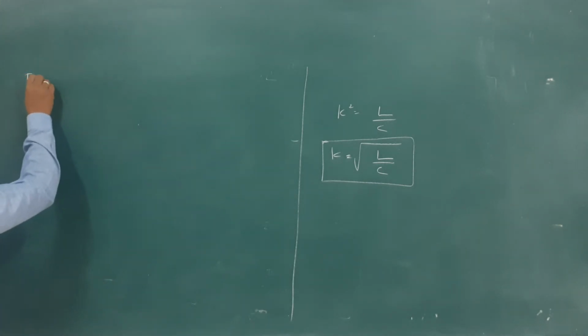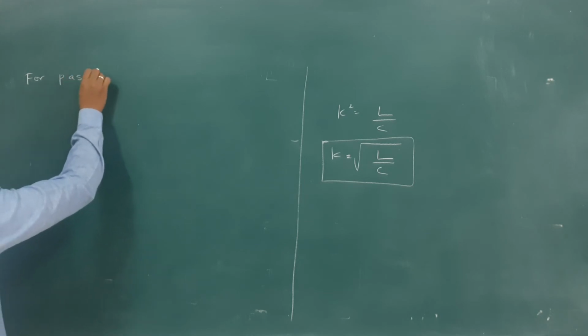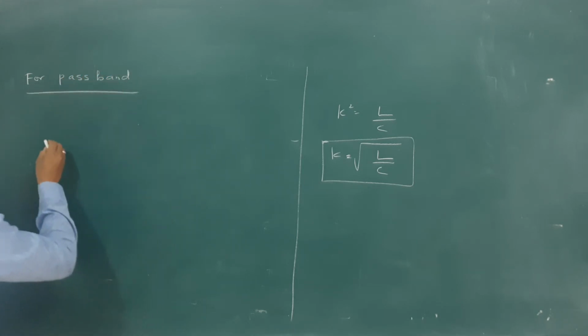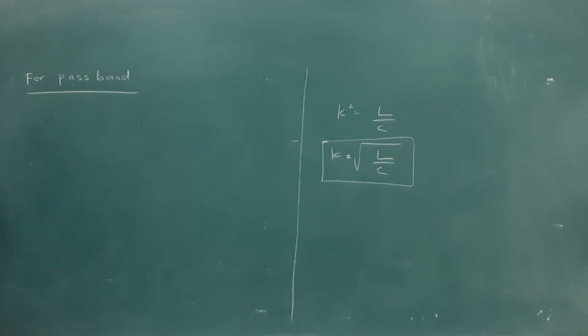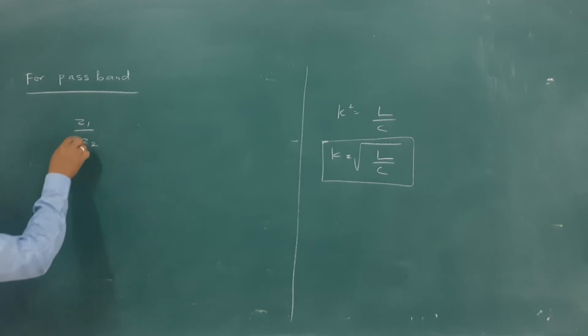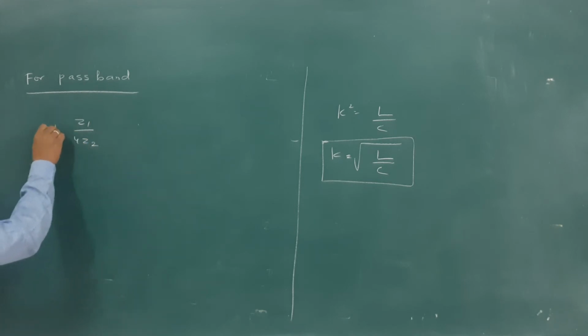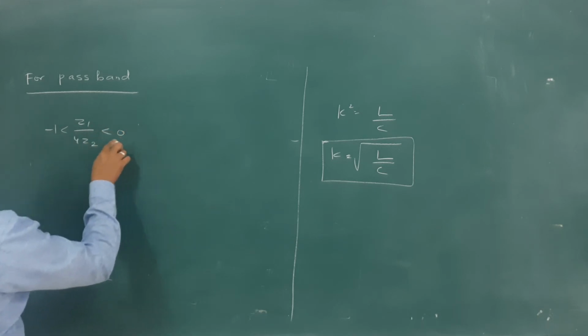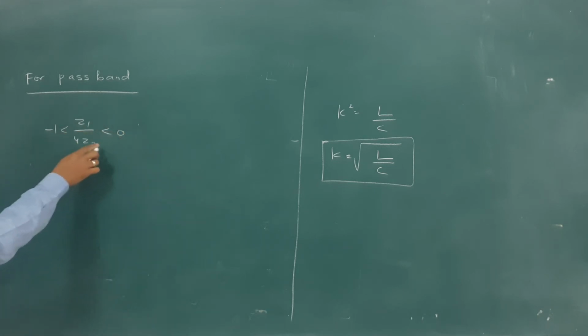What is a pass band? It allows the frequencies, the region below the cutoff frequency is called as pass band. So from that equation of characteristic impedance, what we have seen is that Z1 by 4 Z2 is the value that should be lying in this range, minus 1 less than Z1 by 4 Z2 less than 0. Now we will take one by one.